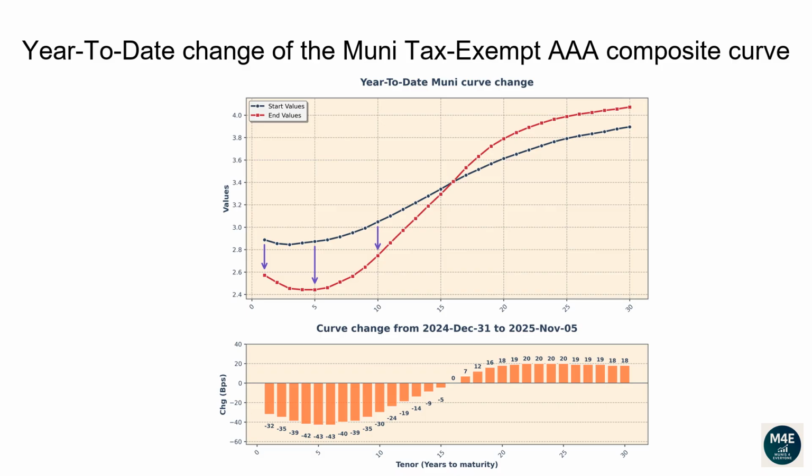The 1-year tenor changed -32 basis points. The 2-year tenor changed -35 basis points. The 5-year tenor changed -44 basis points. The 10-year tenor changed -32 basis points. The 20-year tenor changed 15 basis points. The 30-year tenor changed 15 basis points.